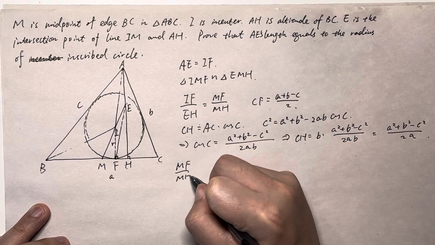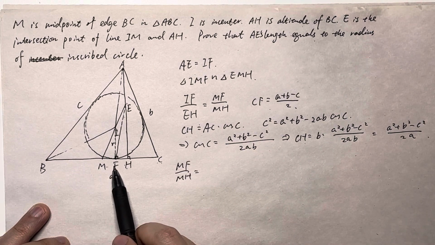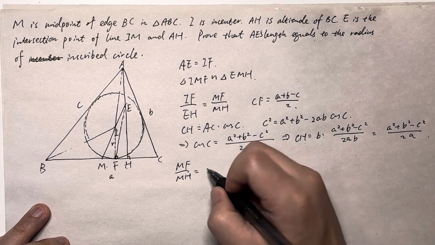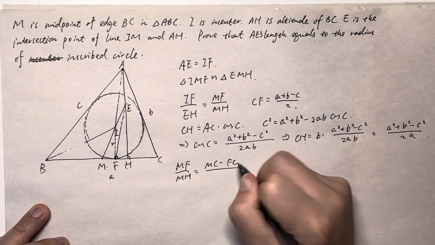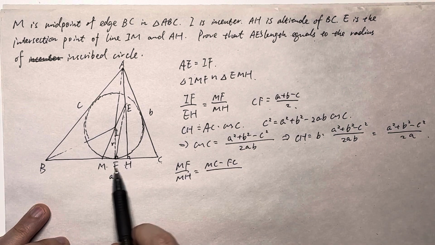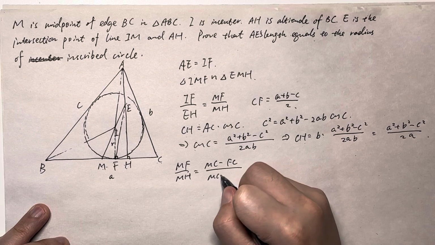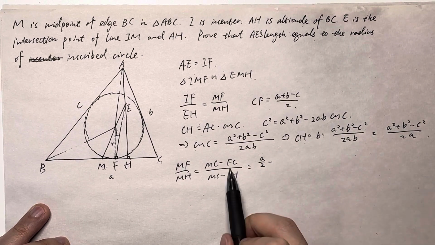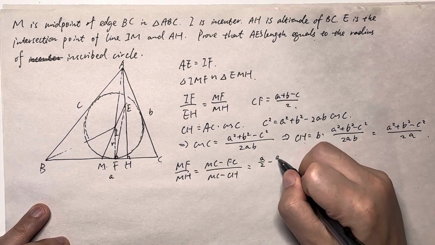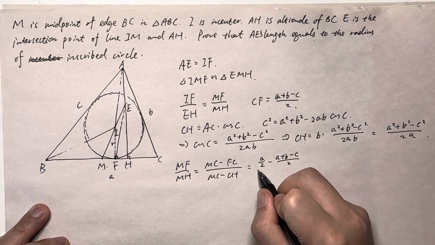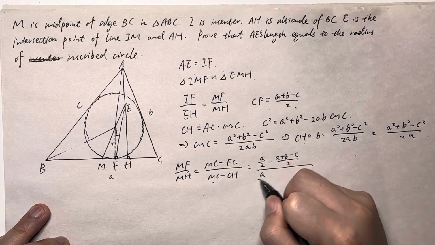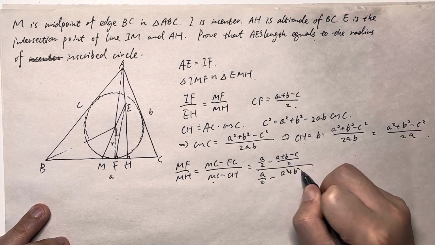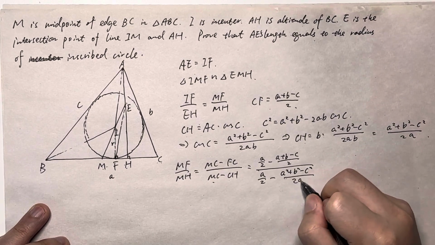So now let's see MF to MH. MF is MC minus FC, and MH is MC minus CH. So it equals a over 2 minus FC, where FC is a plus b minus c divided by 2, over a over 2 minus CH, where CH is a squared plus b squared minus c squared divided by 2a.